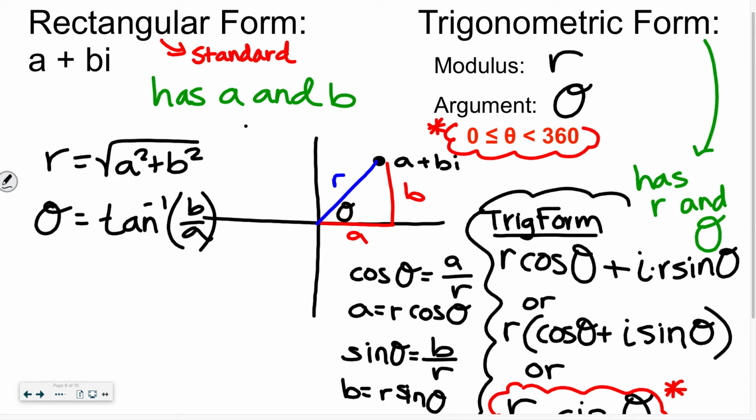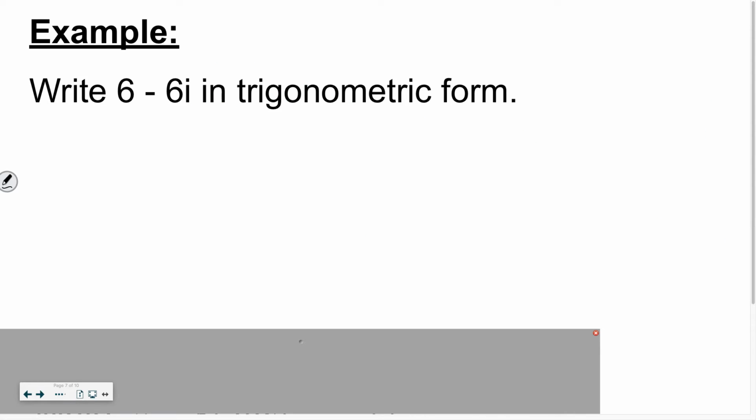So now we have on the screen, if you know A and B and you want to get R and theta, you're going to do modulus, argument, basically Pythagorean theorem, tangent. If you have it in trig form and you want to go back to rectangular form, you're going to be doing R cosine theta, R sine theta to get your A's and your B's. So let's do some examples so you can see this put to work with numbers. We're going to write 6 minus 6i in trig form.